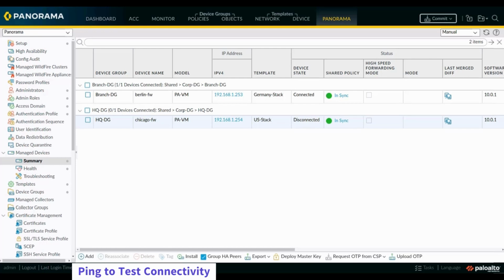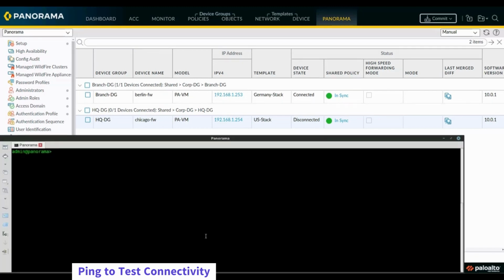If a firewall stops communicating with Panorama, one test you can perform is a ping from Panorama to the affected firewall. In my case, it seems the Chicago firewall has stopped communicating with Panorama. The device state is disconnected. I can generate a ping command from Panorama's CLI or from the firewall CLI.